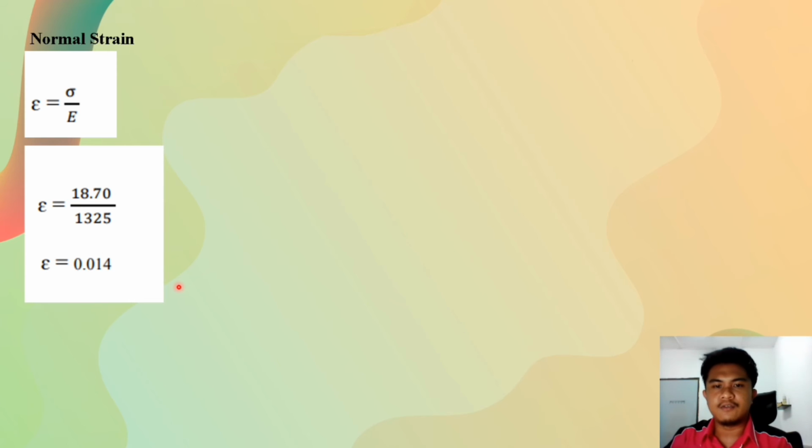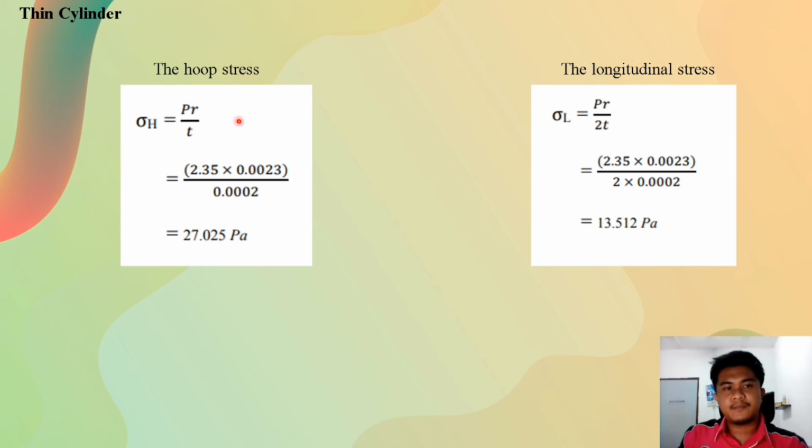The second calculation is normal strain, and we use Young's modulus 1325 megapascal since our straw is made from polypropylene, with the load 5.7 kg, and we get a normal strain reading of 0.014. The 5.75 kg load is assumed to be uniformly distributed among the 24 straws that make up the tower stock. So the hoop stress calculated is 27.425 Pascal, and the longitudinal stress calculated is 13.512 Pascal.